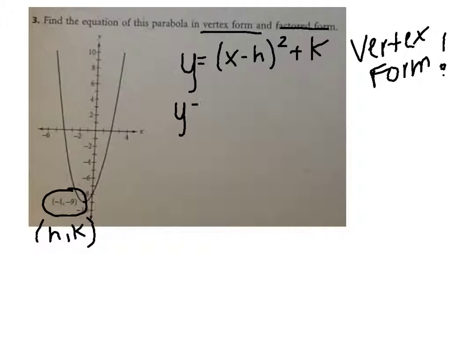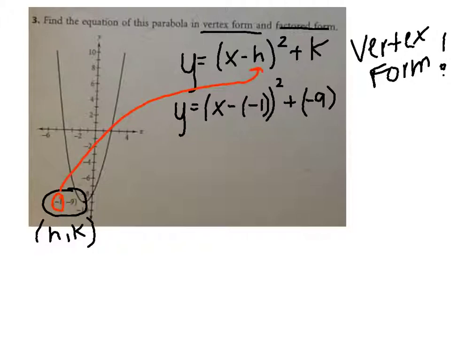So we have y equals, everything else will stay the same, x minus, we said our h was -1, so make sure you put it in for h in parentheses. We still have the square, and then our k is -9. So all we're doing is taking -1 and putting it in for h, and then taking -9 and putting it in for k.